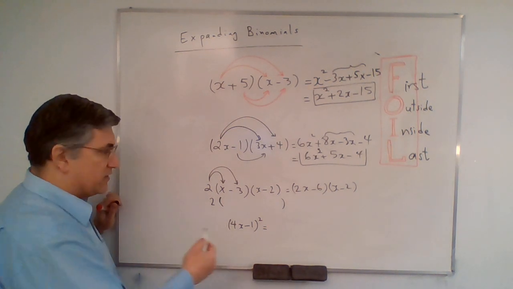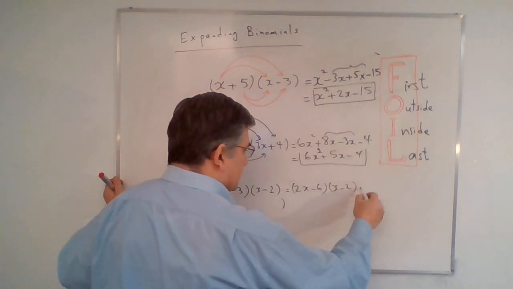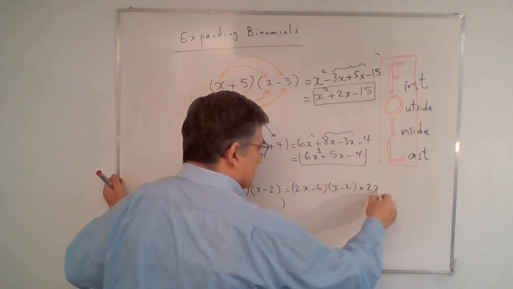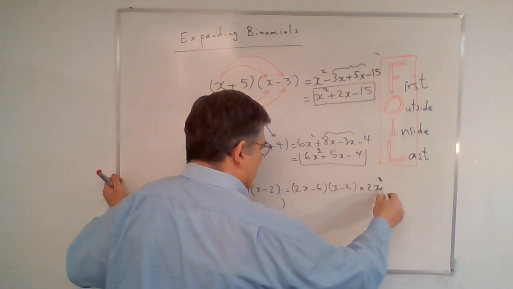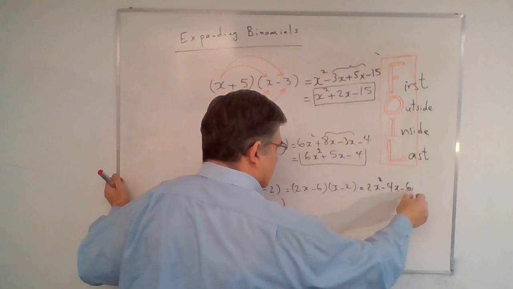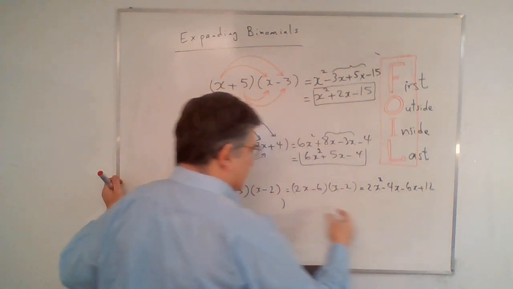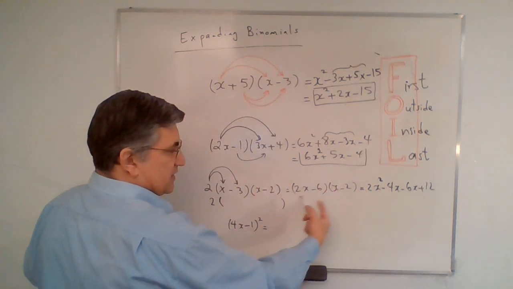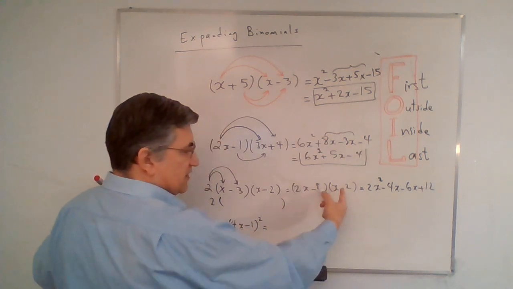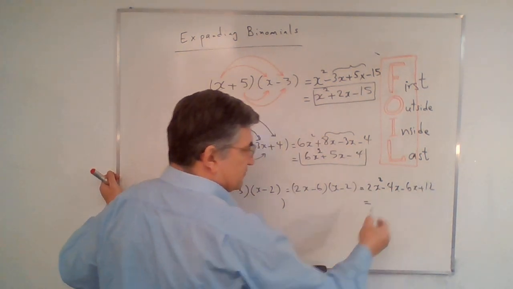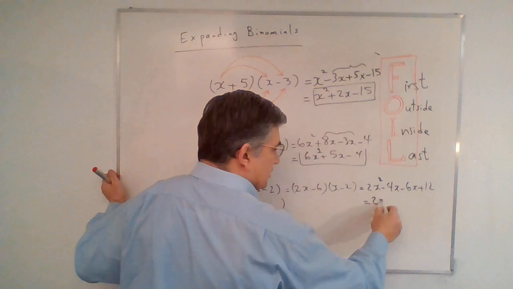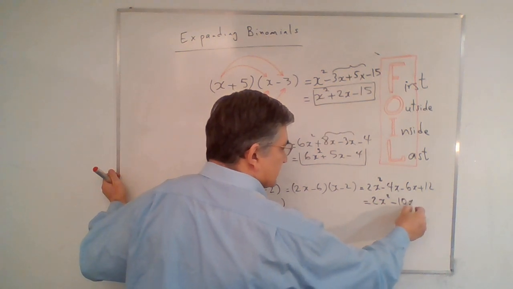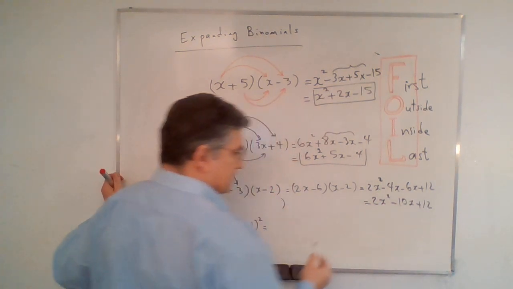I'm going to do both ways, okay? So this one is going to give me 2x squared minus 4x minus 6x plus 12, okay? So 2x times negative 2 is negative 4x, negative 6 times x is negative 6x, and negative times negative is positive, and that's positive 12. Collecting like terms in the middle gives you negative 10x plus 12. So that's the answer I got.